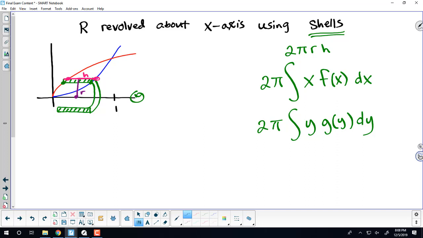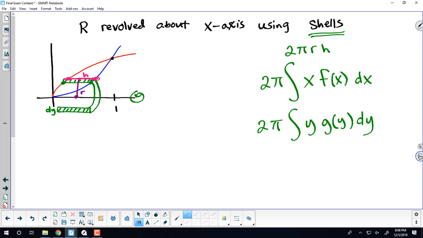So notice our rectangles are running horizontally. All of these rectangles have thickness in the y direction, so we've got to integrate this with respect to y. The bounds need to be in terms of y. The function needs to be in terms of y.